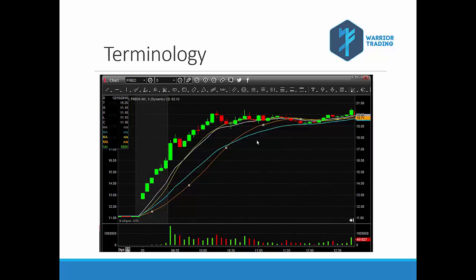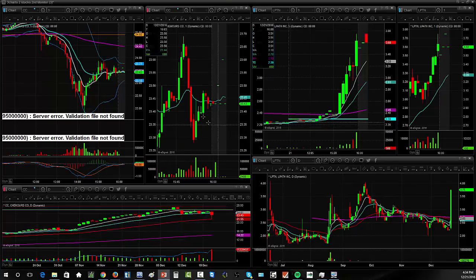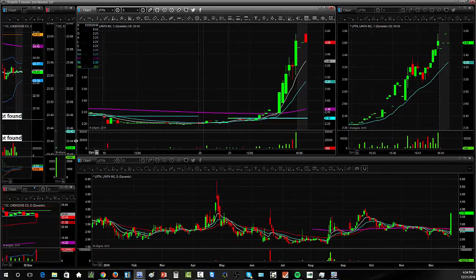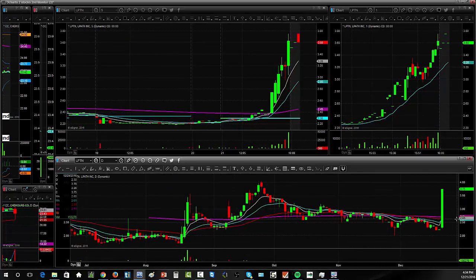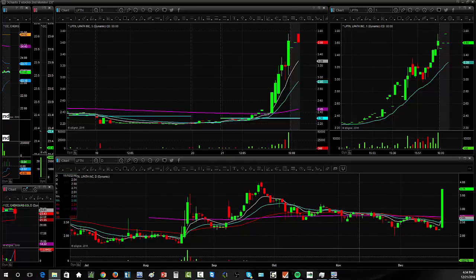I use these moving averages on that time frame, but the 5-minute is really where I find the strongest setups, and this is, of course, a 5-minute time frame right here. Now, if we back up out of this and zoom into one of these charts, we can look at the differences between these moving averages.